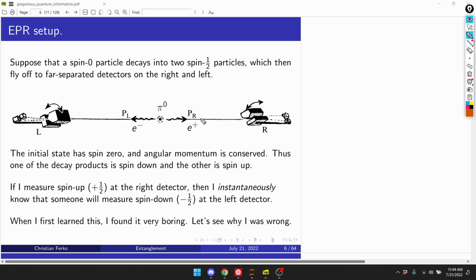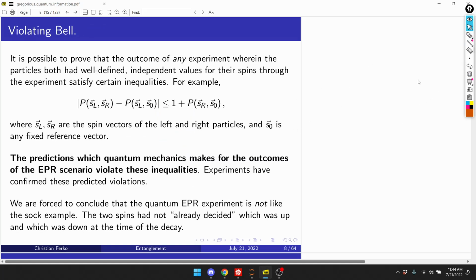And then throughout the entire trajectory of these electrons, they maintained those spins that were assigned to them at the beginning. So I'll say it again. It is not true in the quantum version of the EPR experiment that the two spins had somehow decided which was up and which was down at the time of the decay, and they stuck with that decision throughout the entire time of flight. That cannot be true. So that's why this is surprising.